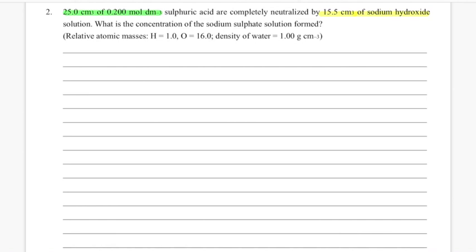So for this question, the equation is not given. So the first step that you need to do to solve this question is to write the balanced chemical equation. Okay, so sulfuric acid reacts with sodium hydroxide, and then it will form sodium sulfate plus water. Okay, so a neutralization reaction. Okay, remember you need to balance the equation, otherwise you won't get the correct molar ratio. Okay, and you need to write the state symbols as well.